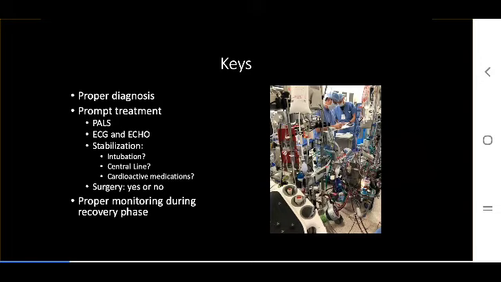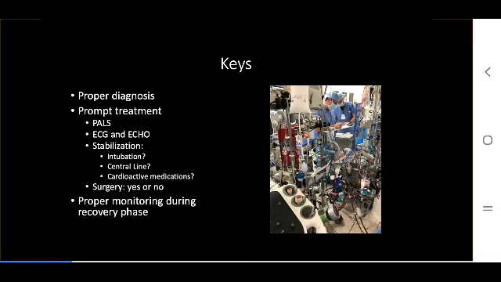The prompt treatment that we start out with is basic advanced cardiac life support appropriate for pediatrics, or PALS. We should get an ECG and an echocardiogram as soon as possible. We have to do the things for stabilization. Does the child need to be intubated? They probably will need a central line, and then we need to decide, as we start getting more information, as we stabilize the patient, will they need cardioactive medications? And then is surgery indicated or not?